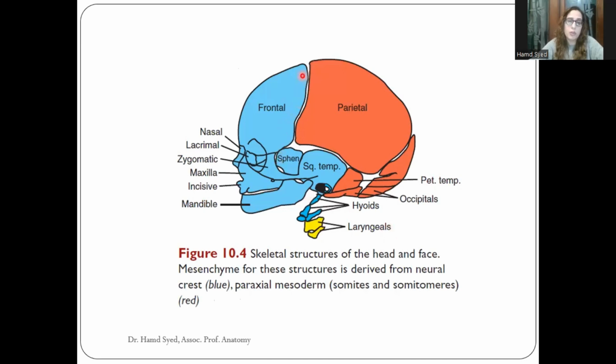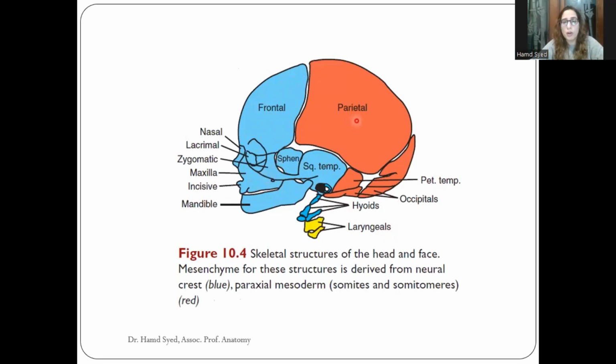This is a diagram which is showing us that the visceral skeleton and the bones which are present in the anterior part of the cranium, that is the frontal bone, sphenoid, and the squamous part of the temporal bone, are the ones which are derived from the neural crest cells. Their tissue of origin is neural crest cells, and these are the bones which are represented in the blue color.